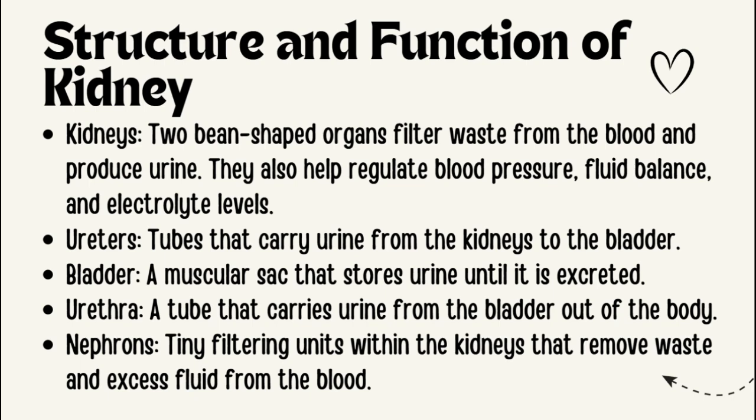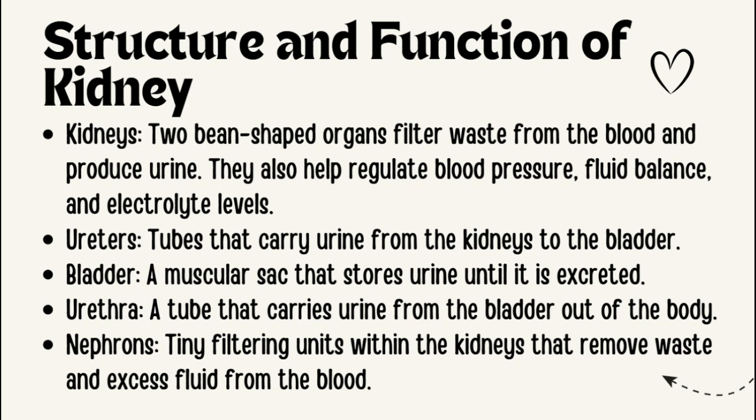Now within the kidneys we do have some structures which are nephrons. Nephrons are tiny filtering units within the kidneys that remove waste and excess fluid from the blood. That's the main thing with the kidney: you have to know about the nephrons inside of the kidney, since they're the ones that actually do the filtering in order to remove the waste. So it's not just the kidney that removes waste all by itself, it's the nephrons within it that are actually removing the waste and the excess fluid from the blood.